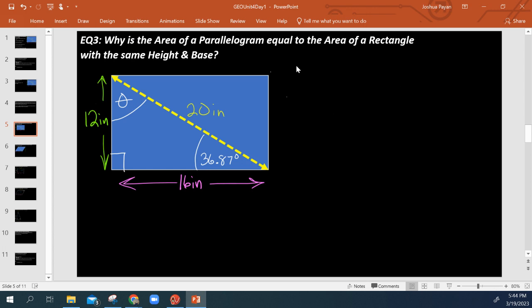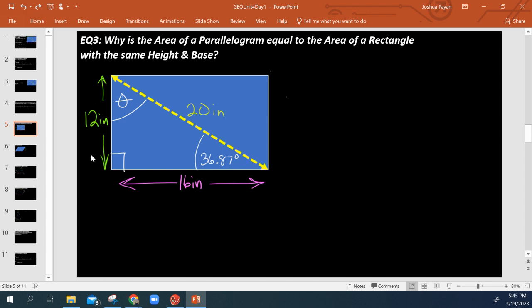It turns out logically a rectangle is a parallelogram because it has two pairs of opposite parallel sides. So this left side is parallel to its opposite, and the top is parallel to its opposite. Hence, it's a parallelogram. So they're the same thing. That's why the formulas will work on either one.